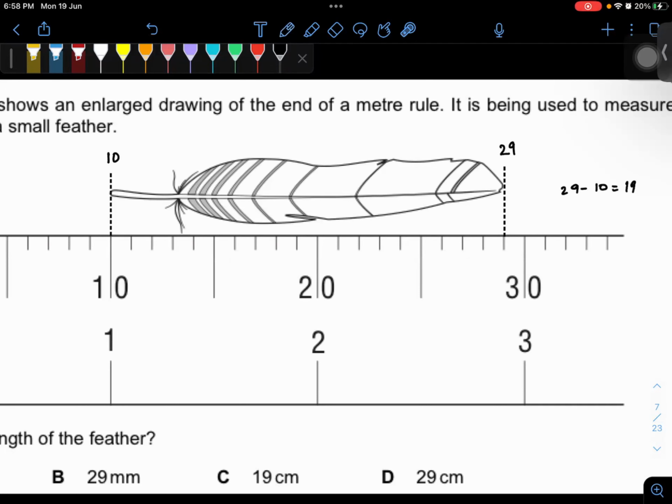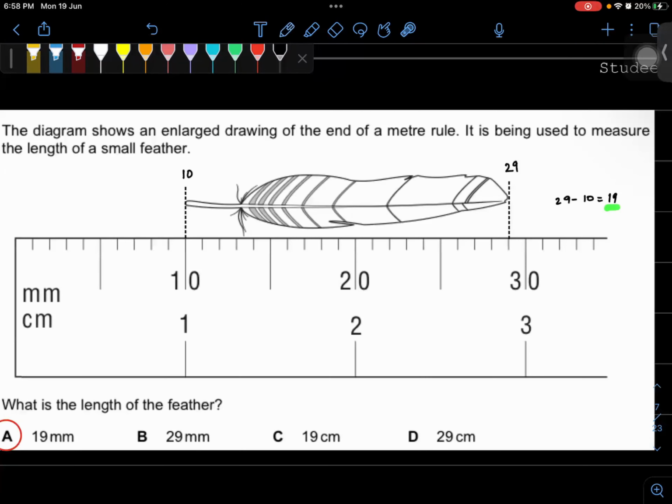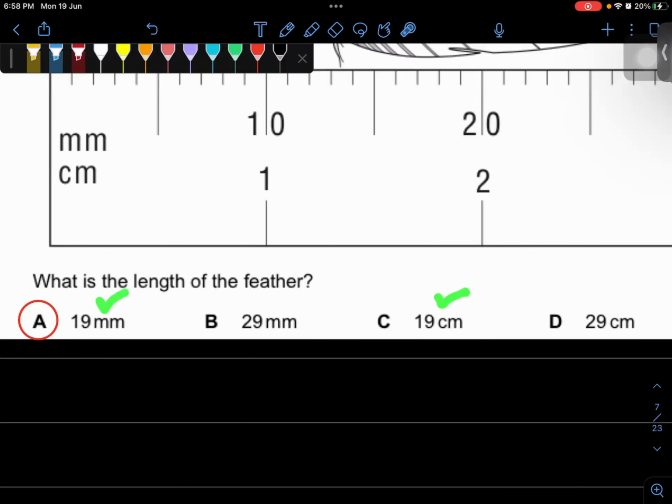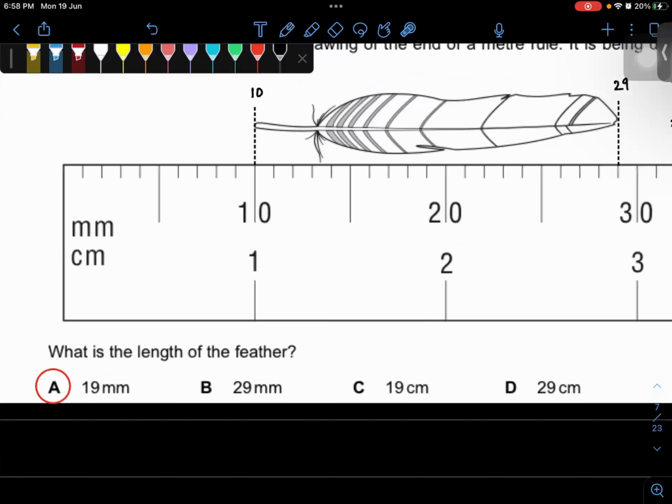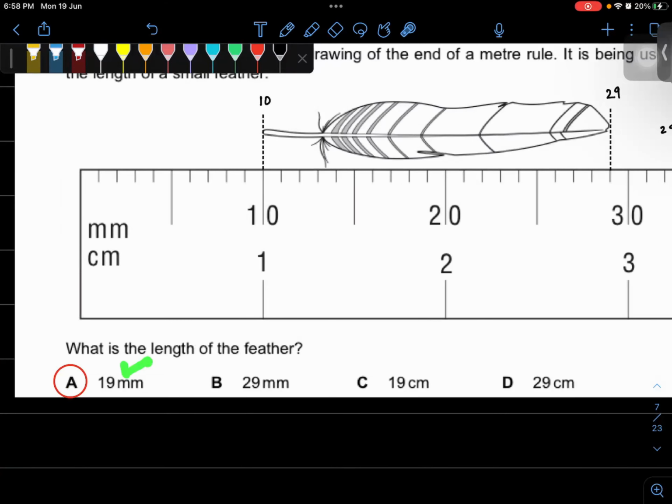हमारे पास magnitude तो आ गया 19. तो we know कि हमारा option या A होगा या C होगा. अब आप देखें कि आपके ruler के इस side पर जिसको हम measure कर रहे हैं, हमारा millimeters में measure कर रहा है ruler. तो that's why we're going to choose 19 millimeters.